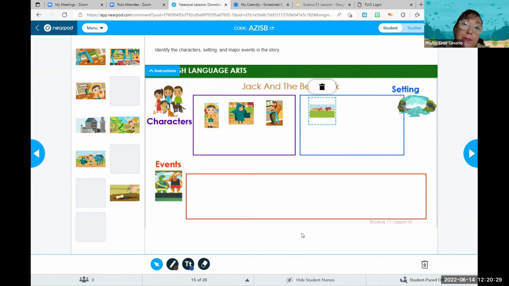But that wasn't the only place the story took place. So where else was it happening? Where was another part of the setting? Yes, in the castle. Look, it's zoomed in on the castle. Yeah, I agree. That's where he met the giant and he took the golden goose with the golden eggs. And yeah, I remember that.